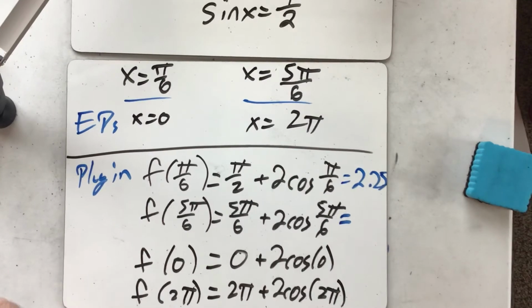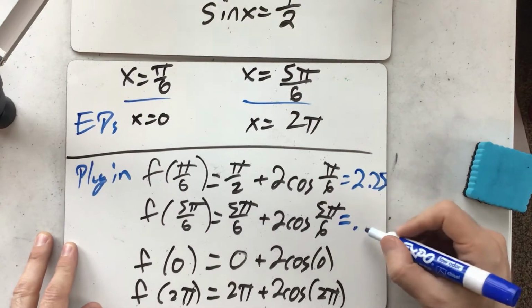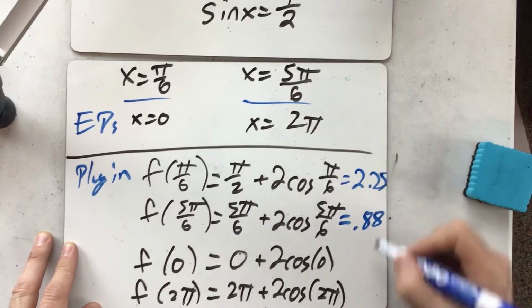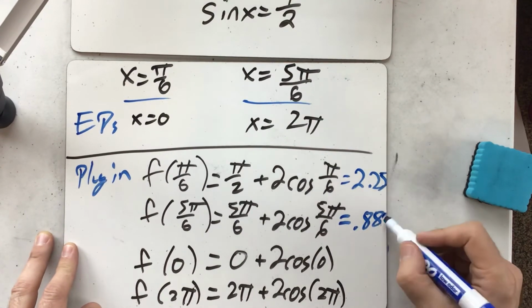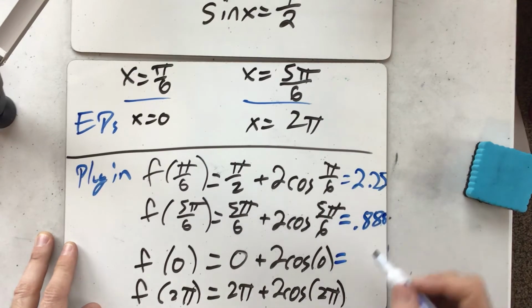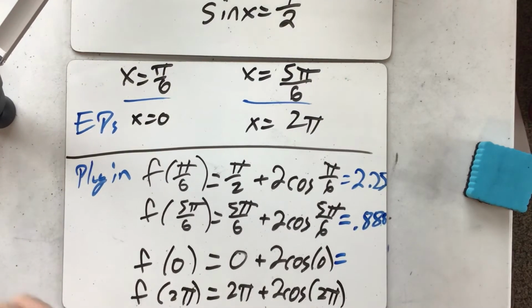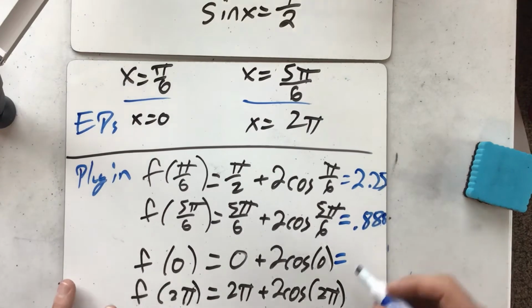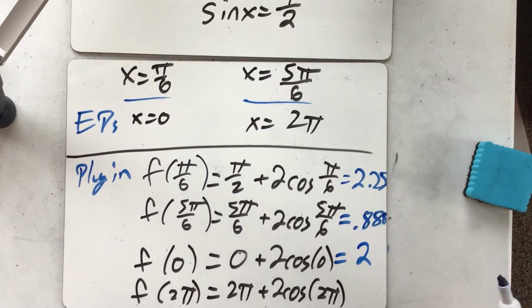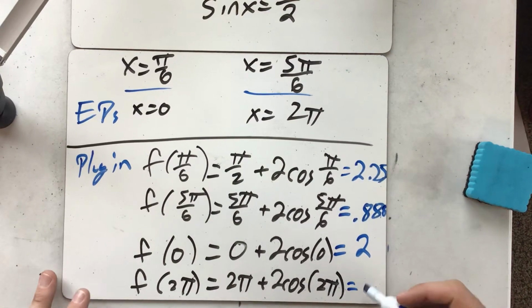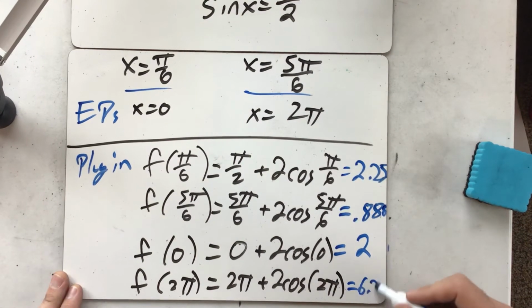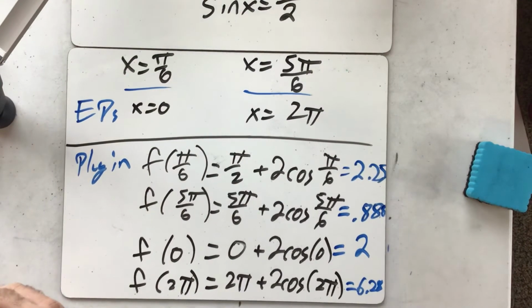Let's do 5 pi over 6, and I've got 0.886. I didn't want to write it because I'm running out of space, but oh well. And now let's put 0 in. And when we get 0, oh, I should have done that in my head, right? Cosine of 0 is 1. And cosine of 2 pi is also 1, so this one is just 2 pi, which is 6.28, right?